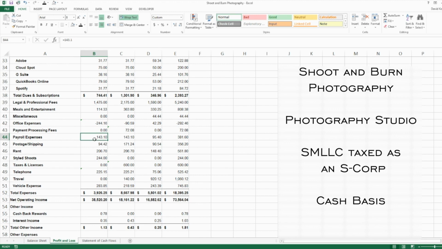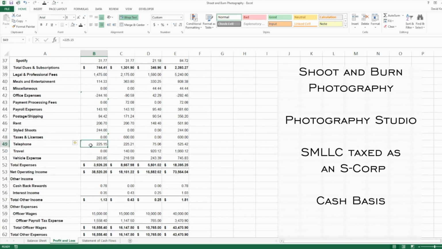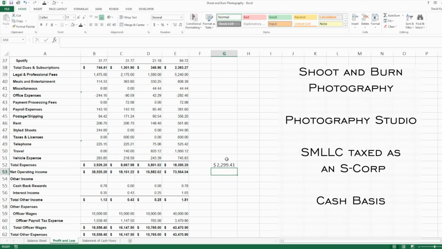The payroll expenses are the processing fees to actually process the payroll. We have some rent and some other miscellaneous expenses, but in total, operating expenses for the first 8 months of the year, your overhead expenses, total of $18,000. So that's about $2,300 per month. That's really important to know, that you can assume that you're going to have about $2,300 of cost every month, regardless of whether you sell anything or not.